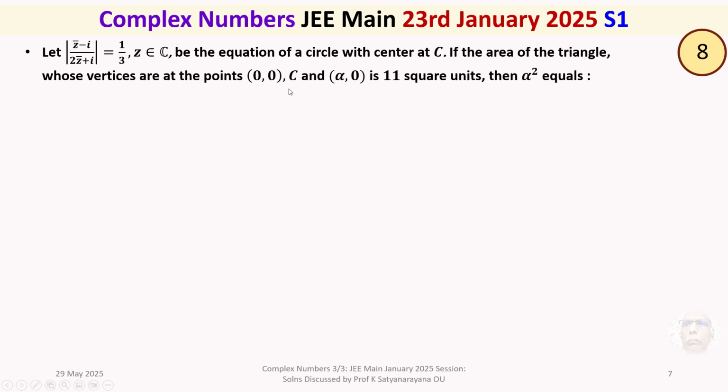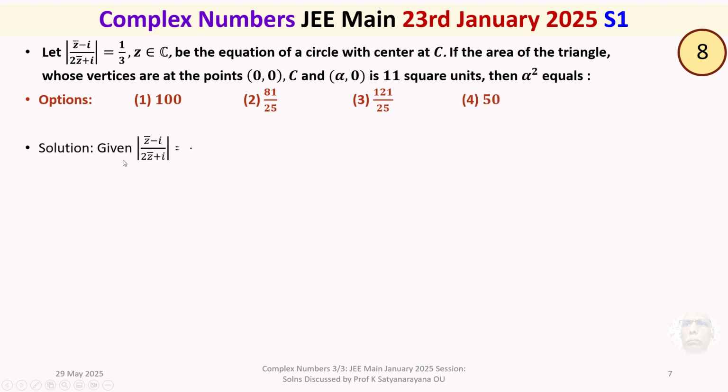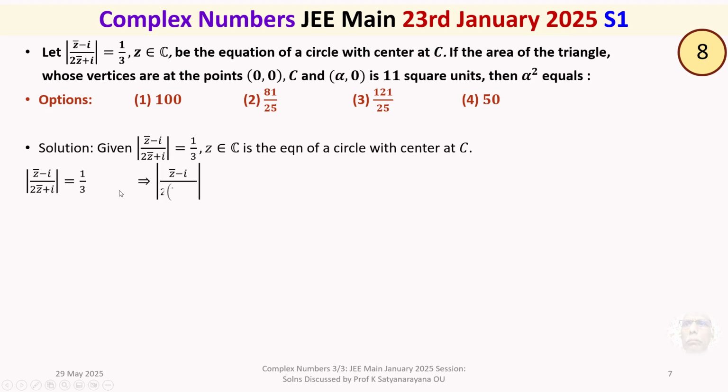So to work out this problem, we must find out the coordinates of the center C of this circle. We are given 4 options. Let's now discuss the solution of the problem in detail. We are given this circle, z belongs to C, the equation of the circle with center C. We write modulus of (z bar minus i by 2) over (z bar plus i) is equal to 1 by 3.